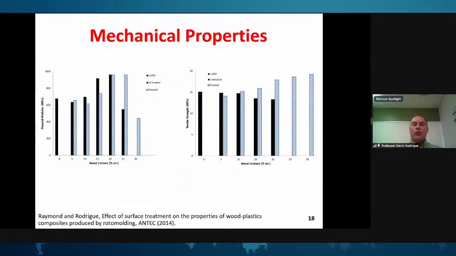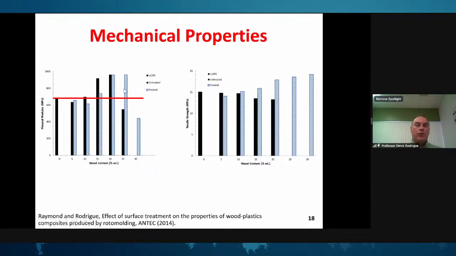If we look at the mechanical properties, I just presented here the flexural modulus on the left and the tensile strength on the right, which are the two main properties that we are looking for in these materials. On the left, you can see that compared to the neat polymer matrix, which is the red line here, the black curve or the black data here are for untreated fiber. So you can increase the modulus, especially in that 15 to 20 weight percent range.